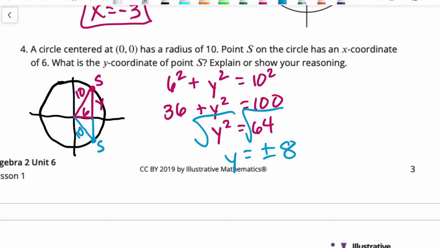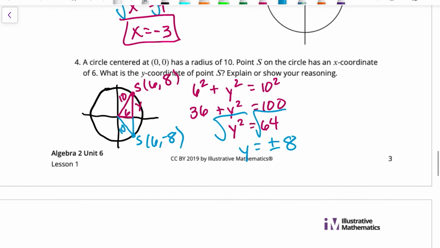So up here, it would be positive 8. And then down here in the fourth quadrant, that would be a negative 8. But we don't know which one it is, so either one of those could be the answer.